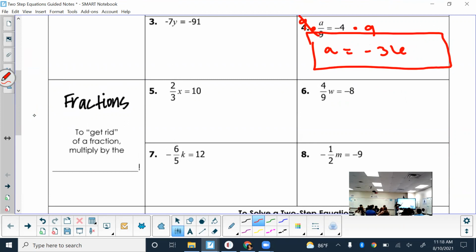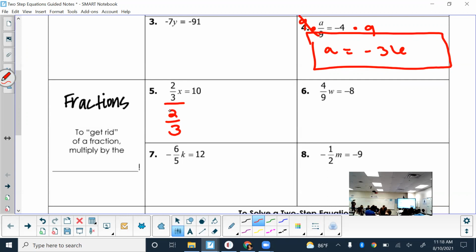It's being multiplied by the 2/3. When it's squished up right against it, there's no symbol. That implies multiplication. So in order to undo multiplication, what do we do? We divide. Now, when it's a fraction, it looks a little messy, right? We have a fraction divided by a fraction.